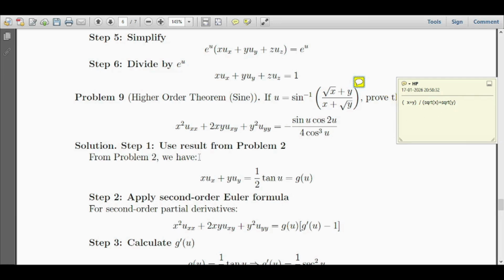So for this we will use Euler's theorem for first order partial derivatives, which is x ∂v/∂x plus y ∂v/∂y equal to n times f of u by f dash of u. So n means what? n is the degree of the function x plus y by square root of x plus square root of y. Since this is a rational function, degree of the numerator is 1, degree of the denominator is 1 by 2, therefore total degree is degree of the numerator minus degree of the denominator, that is 1 minus 1 by 2, which is 1 by 2.